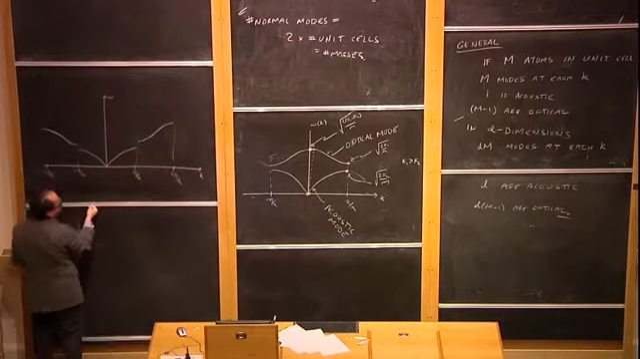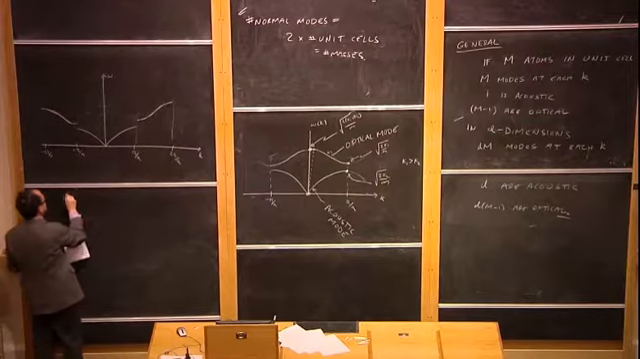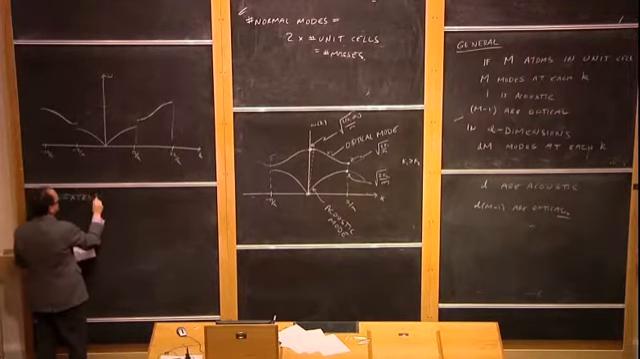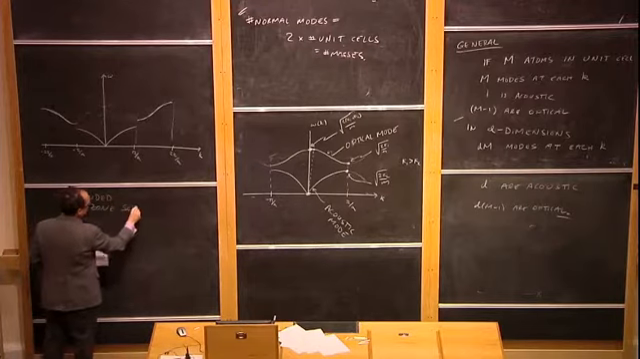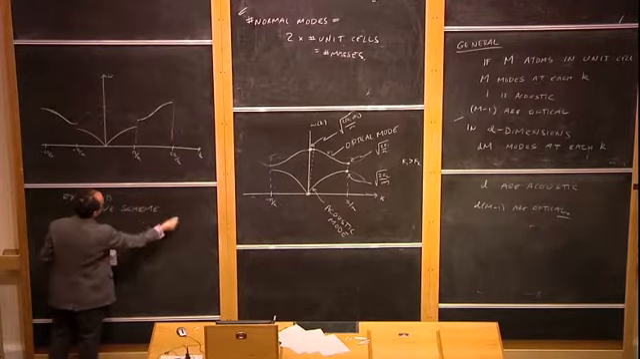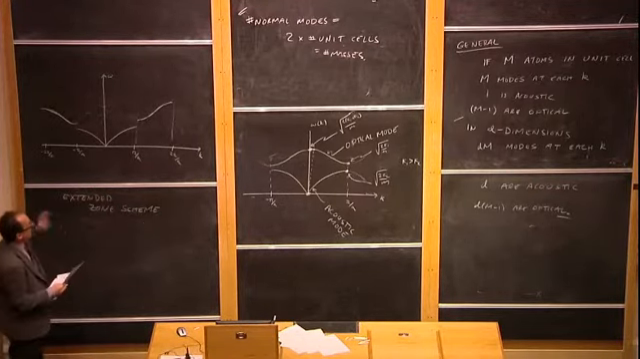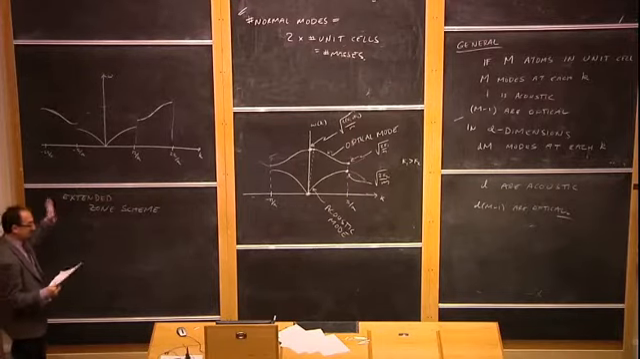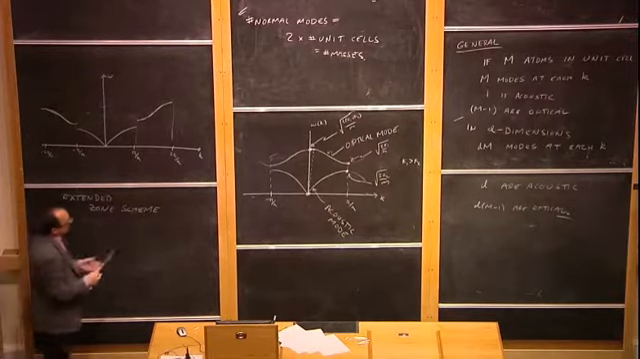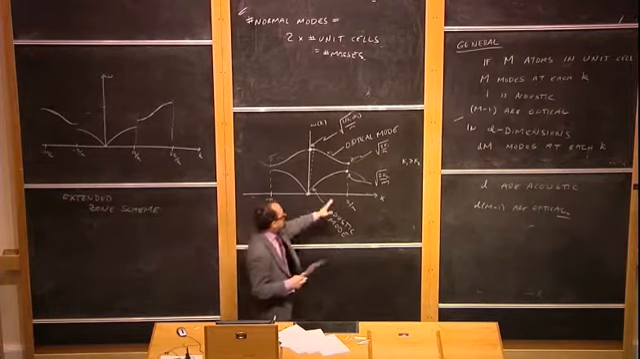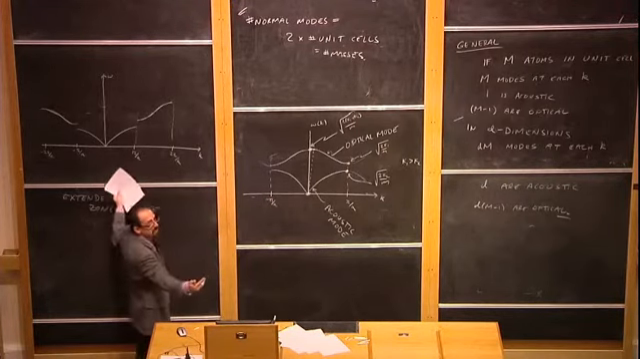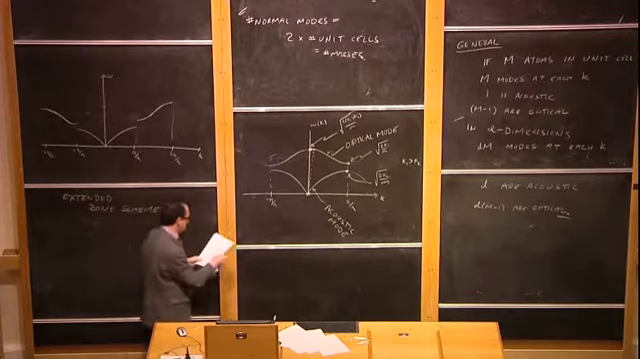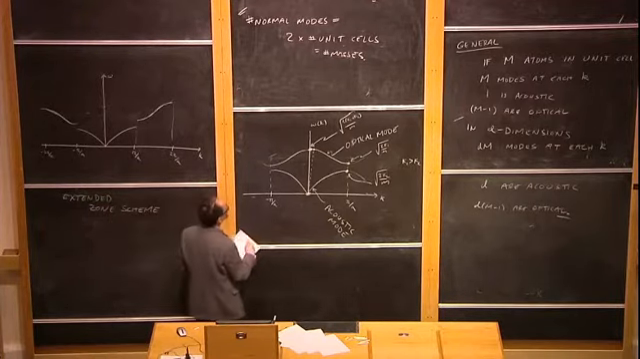Now, this way of drawing things is known as the extended zone scheme. And it has a nice advantage that there is only one mode at each frequency, at each wave vector k. Whereas over here, we have 2 modes at each wave vector k. Here we only have 1, but we've used twice as much range of k, and that's sometimes convenient to do.